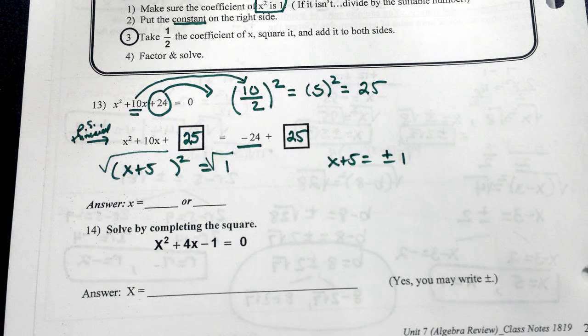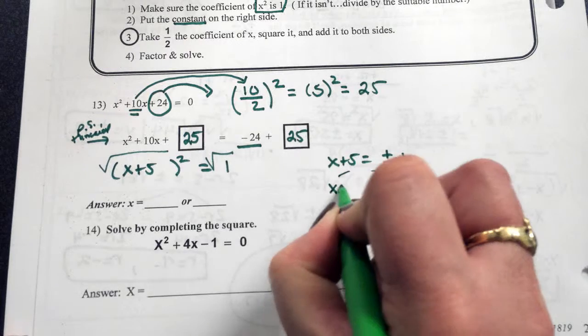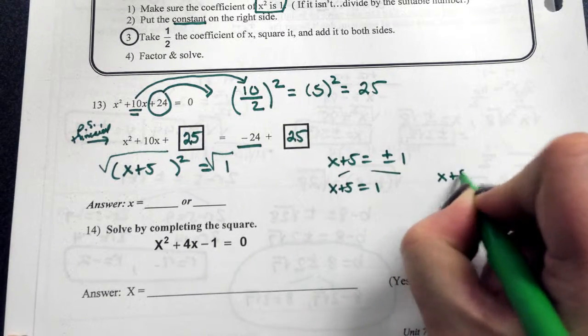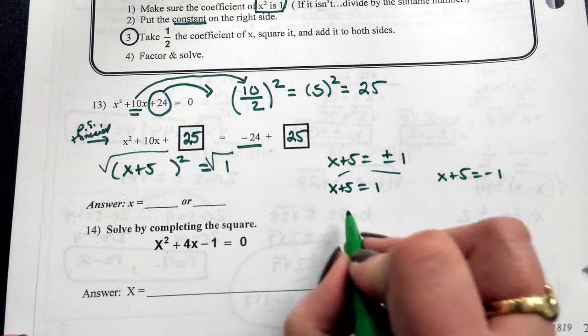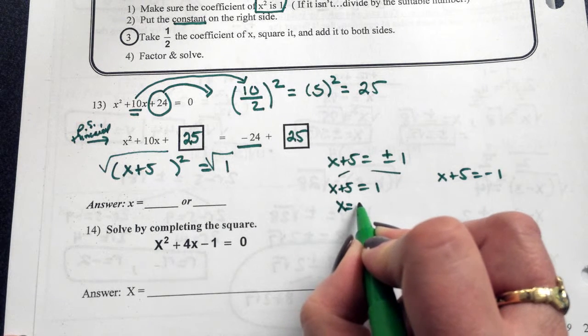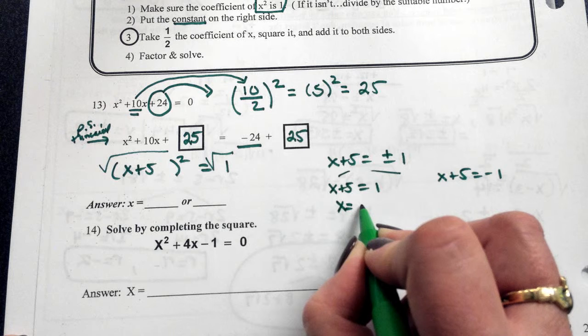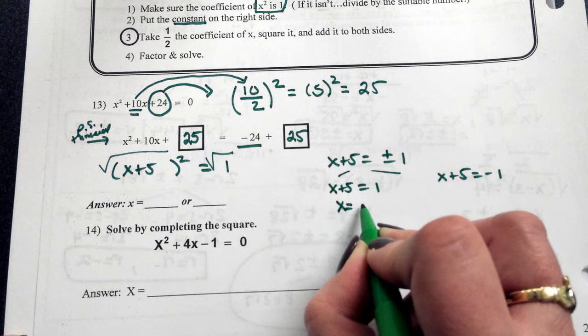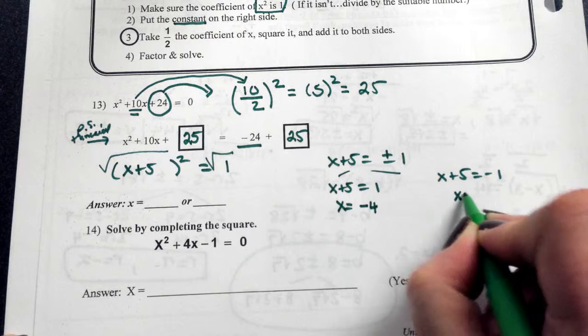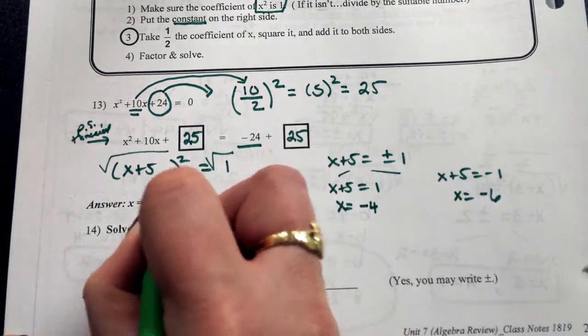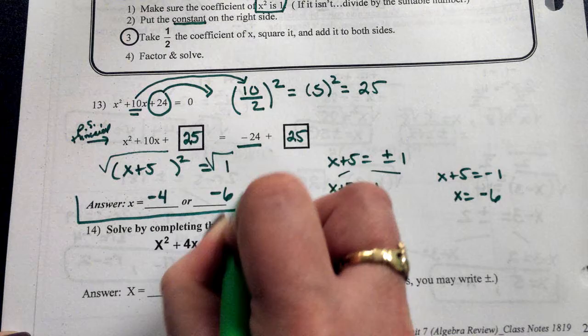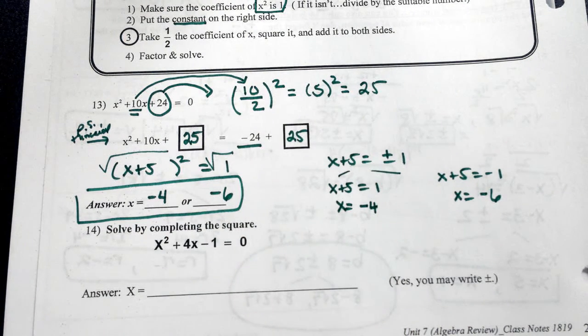Any questions, guys? So again, the idea is you create that perfect square trinomial and you get that binomial square. That's completing the square. So we can break this up into x plus 5 equals 1, and x plus 5 equals negative 1. So what's x going to be equal to? Minus 4, and x will be equal to negative 6. Okay? And that's how you do completing the square. Any questions on that?